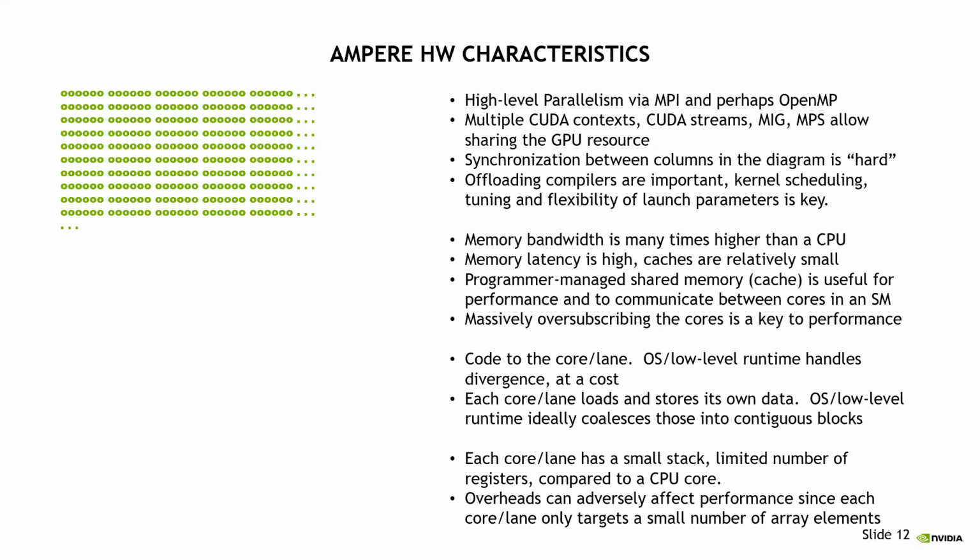You'll hear a little bit about warp divergence and warp convergence as you gain experience running on the GPU. That means I can put weird conditionals in my CUDA code that say if I'm thread number 27, do something different than all the other threads. And that's just fine. The GPU runtime will handle that for you at some cost. Finally, each core and lane has a small stack, a limited number of registers, and relatively limited system options compared to a CPU.